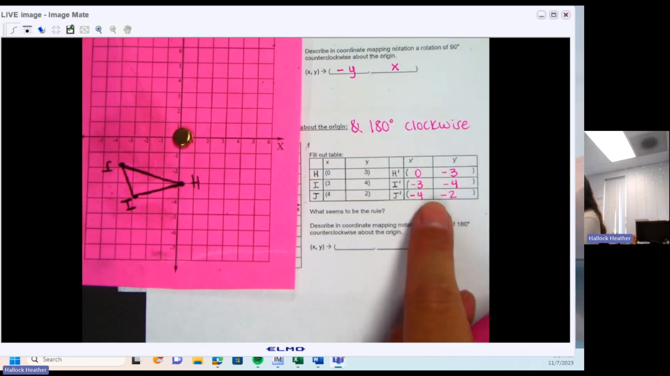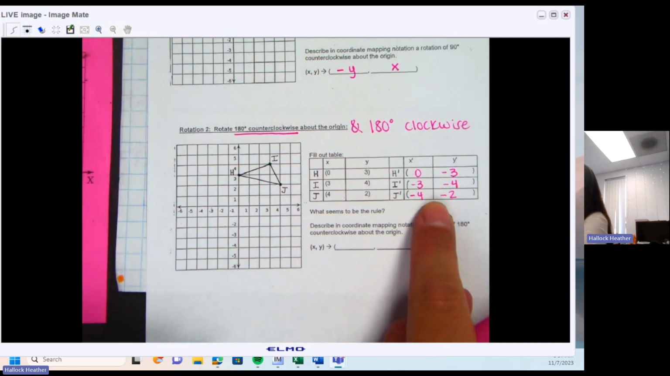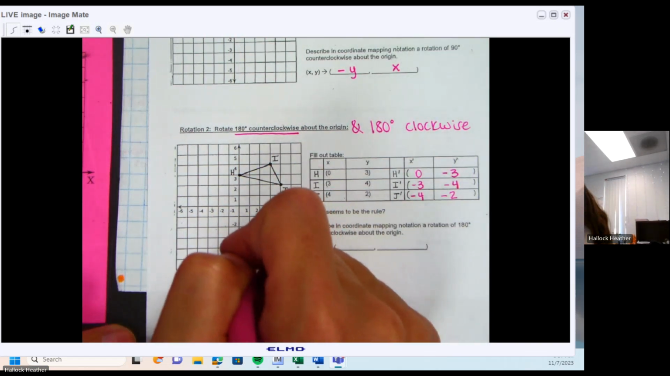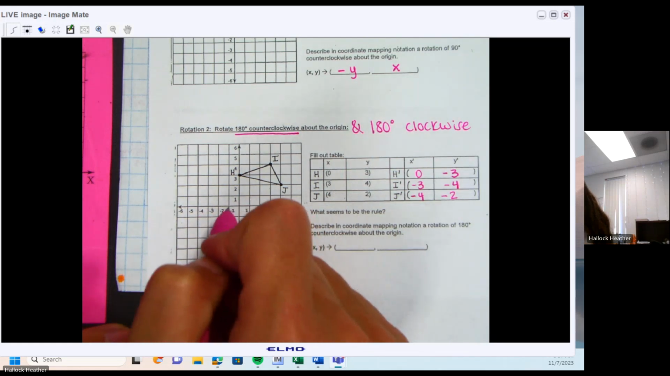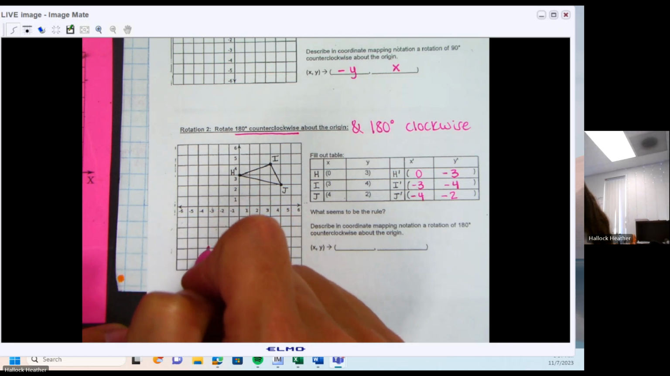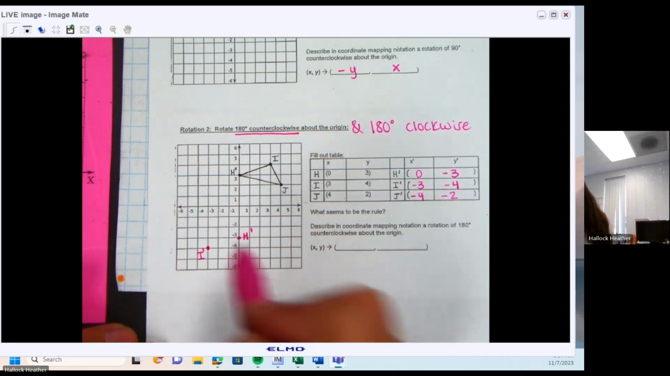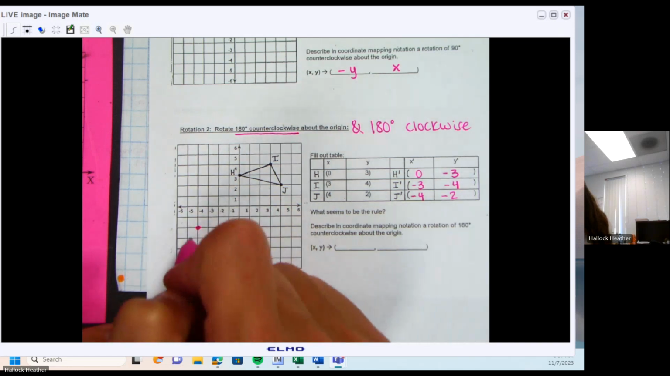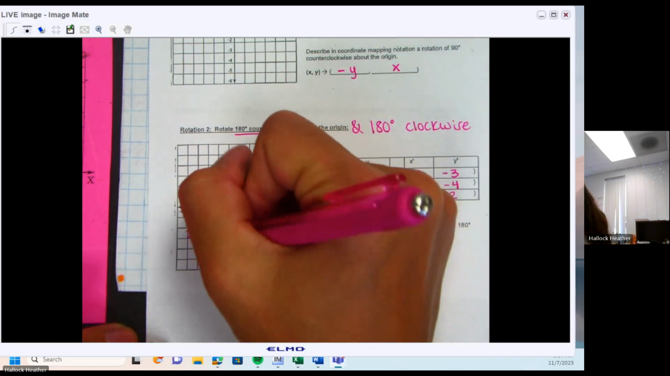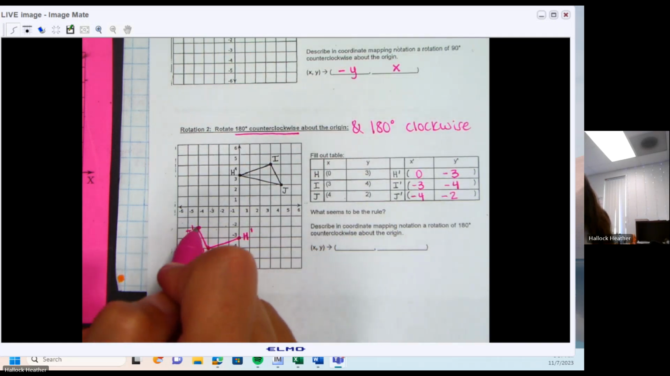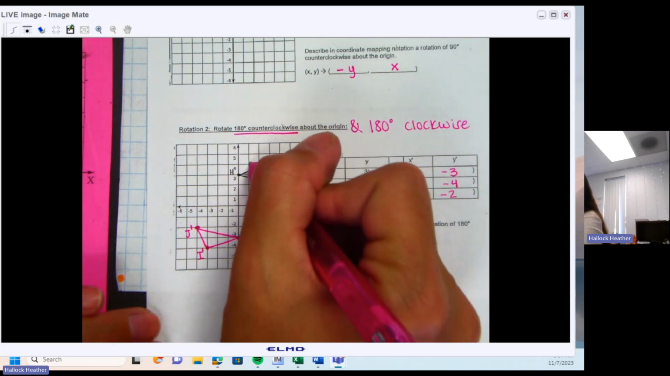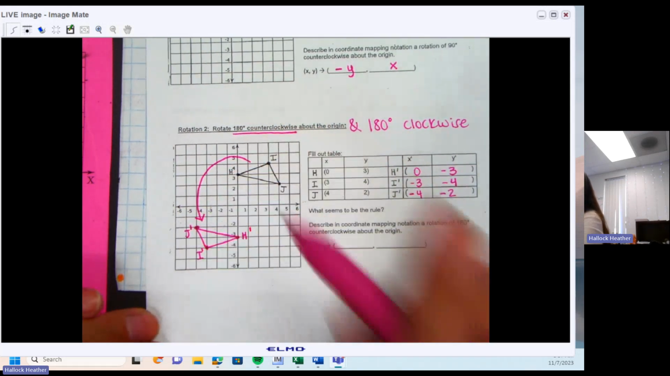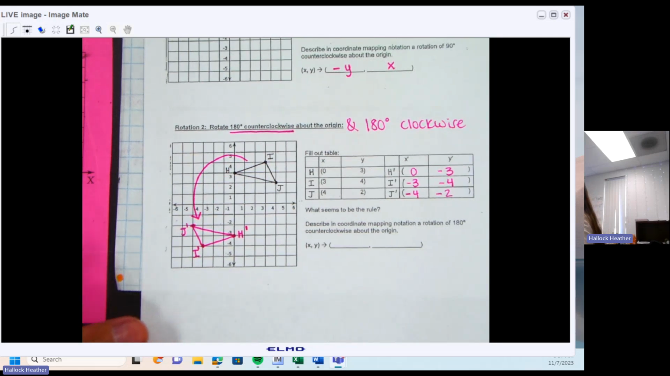So we're going to take our points that we just made and plot them on our graph. This moved 2 quadrants to the left because it's 180 degrees, so it's 90 degrees twice. So it's spinning around 0, 0. I went to the left.